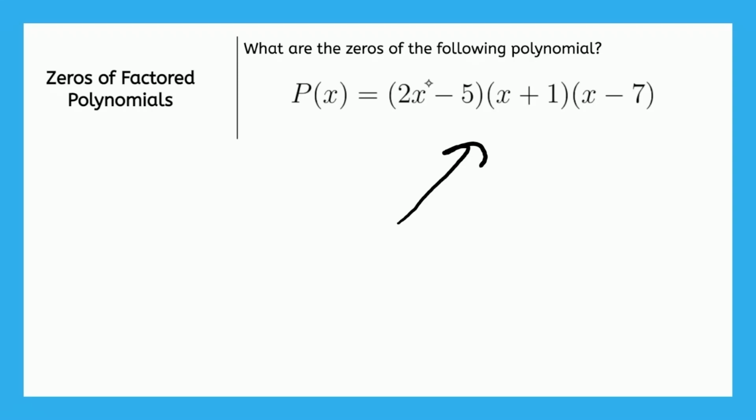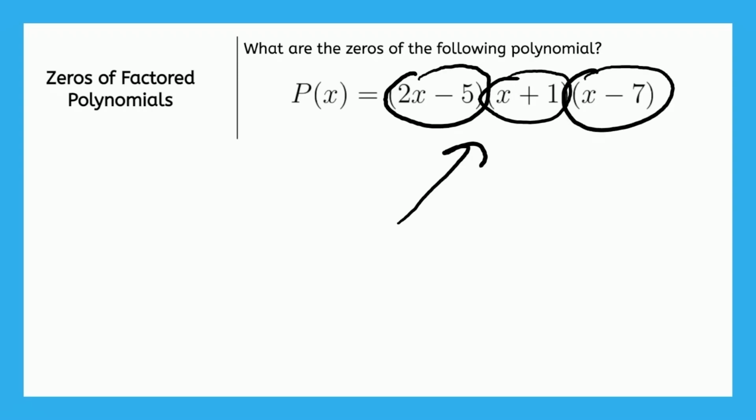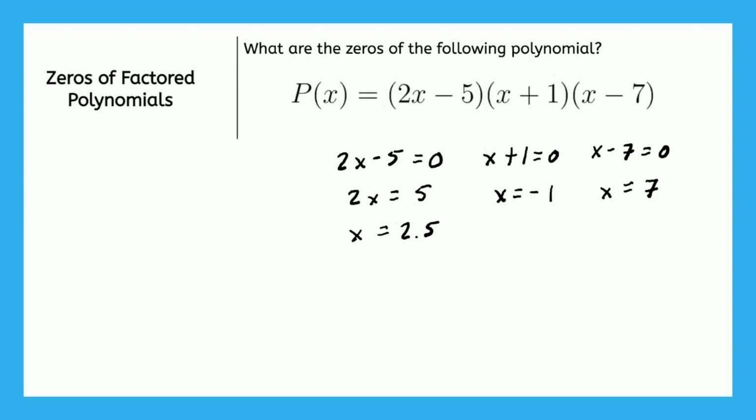Well, we're just going to set this factor equal to 0 and solve for x, and then this factor equal to 0 and solve for x, and then this factor equal to 0 and then solve for x. So here we started with 2x minus 5 equals 0, and then we added 5 to both sides and we got 2x is equal to 5, and then divide by 2, x is equal to 5 over 2 or 2.5. So there is the first 0.